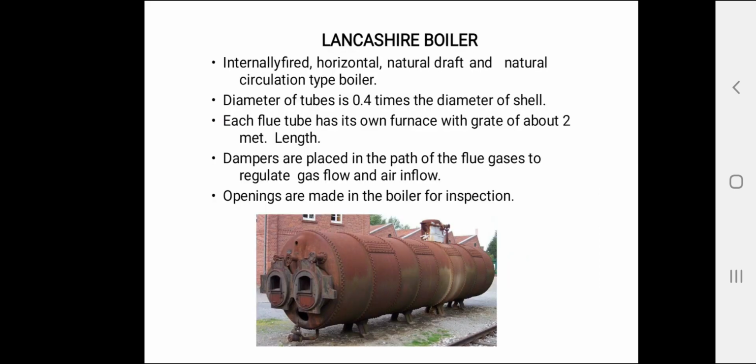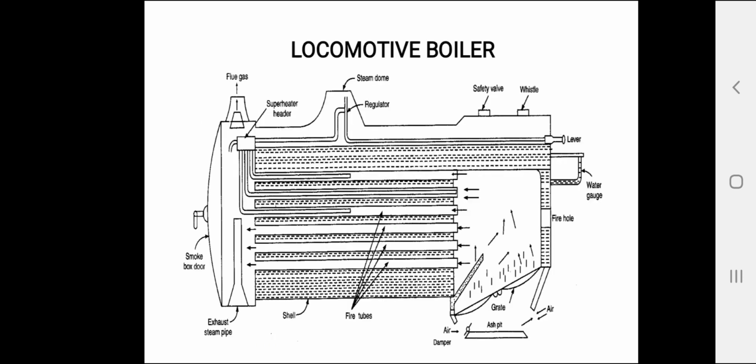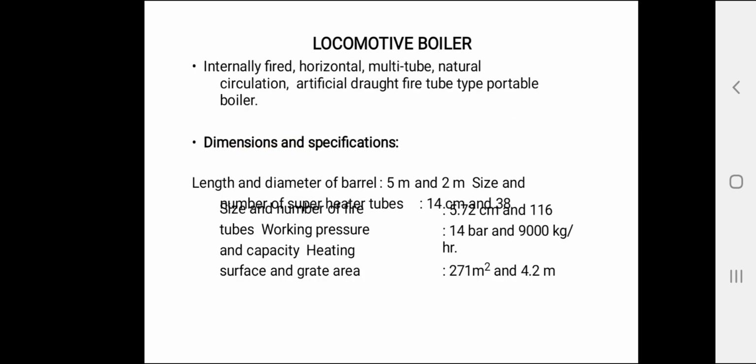One more similar fire tube type boiler is there, that is called the locomotive boiler. Figure shows the locomotive boiler. The principle is the same. At the right side there is a furnace, where hot flue gases are produced. You can see the fire tubes. Through the fire tubes the hot flue gases pass from right side to left side. All these tubes are surrounded with water, and the water gets heated and steam is produced. So this is the locomotive boiler.